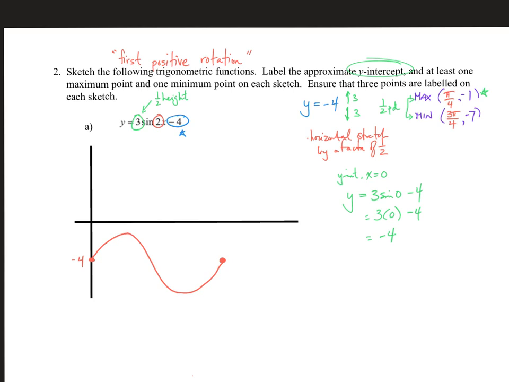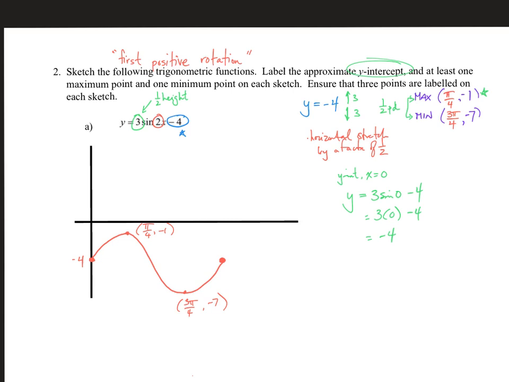In fact, don't. I have that as a picture. Now I can go through and label my points. I found that my max occurred at pi by 4, negative 1. My minimum occurred at 3 pi by 4, negative 7. And there we go.